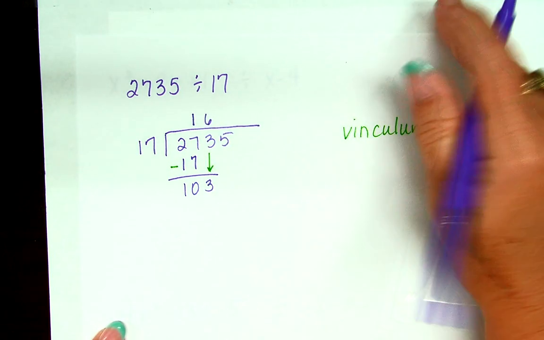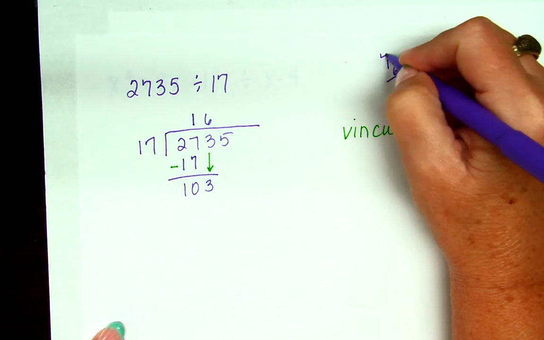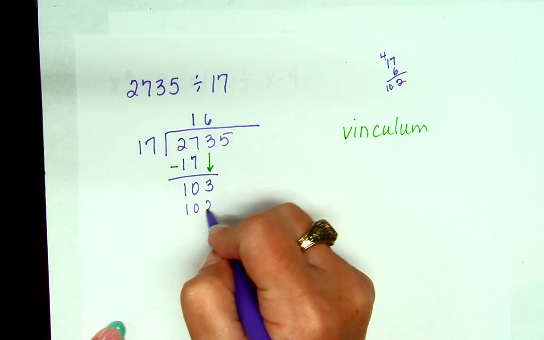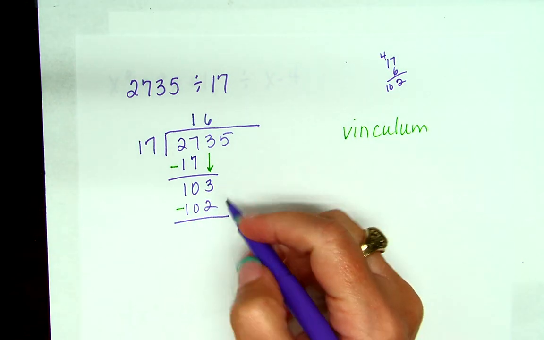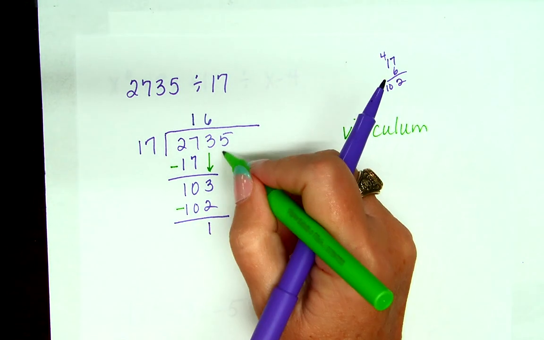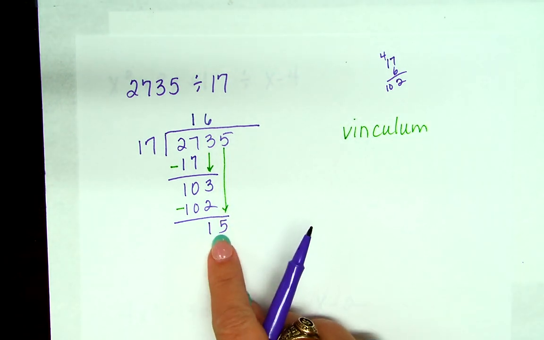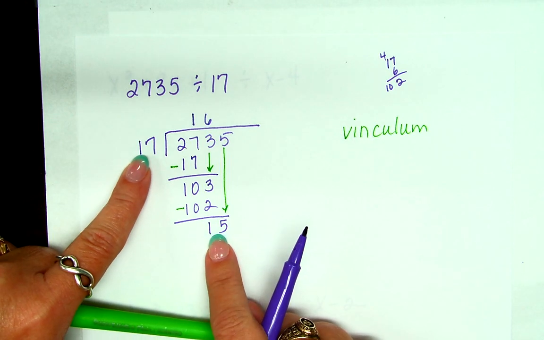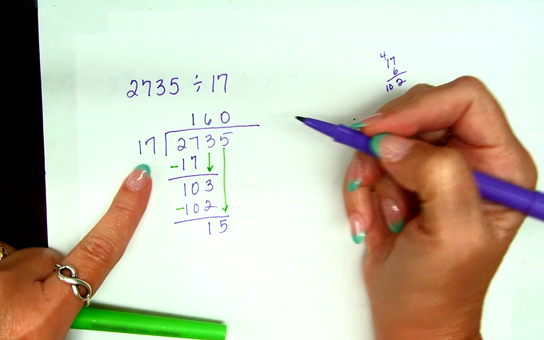Okay, so let's see. 17 times 6, that's 102. So 102. And then what do I do? Subtract. What's 103 minus 102? 1. And then bring down the 5. What's 15 divided by 17? Or how many times does 17 go into 15? It doesn't. So 0.